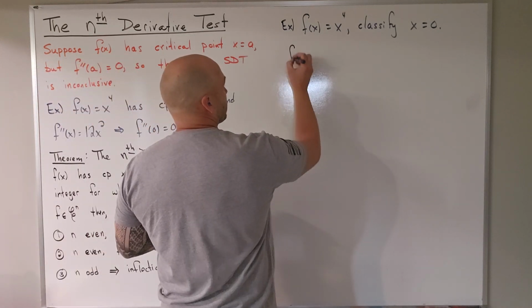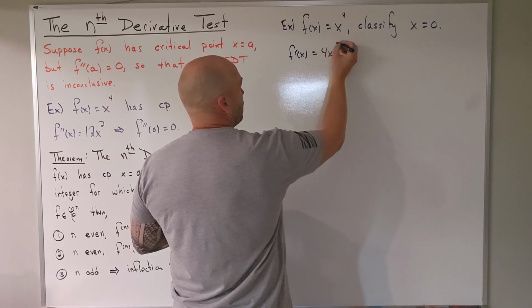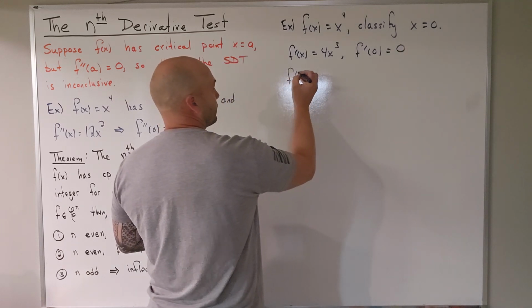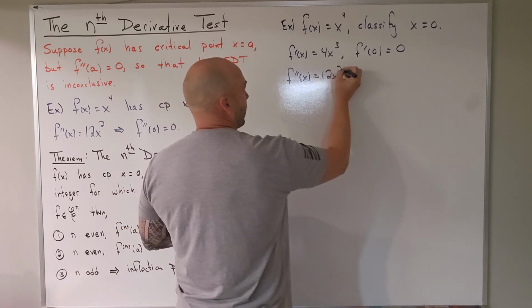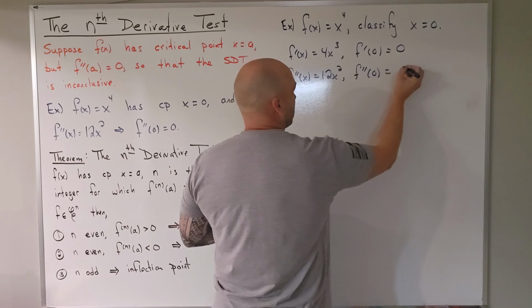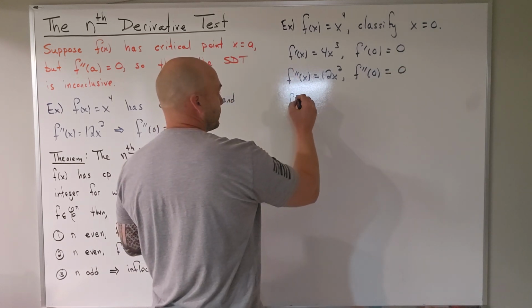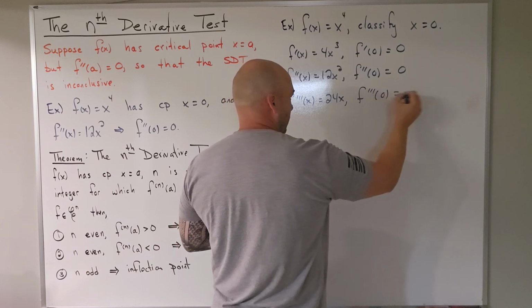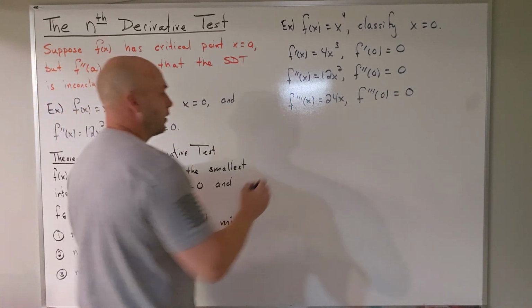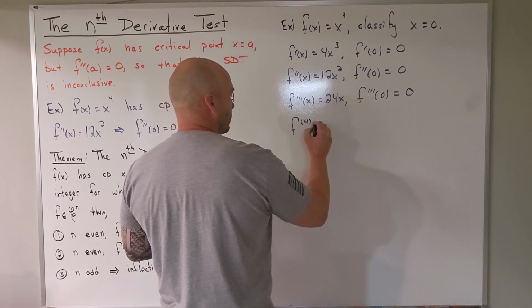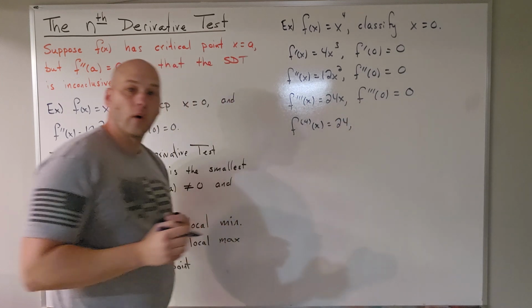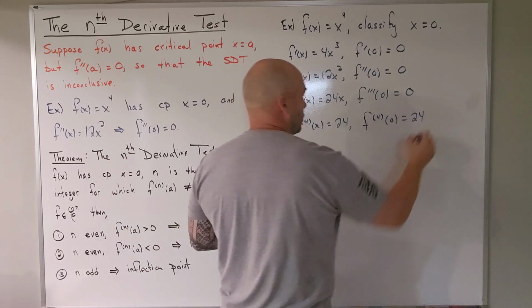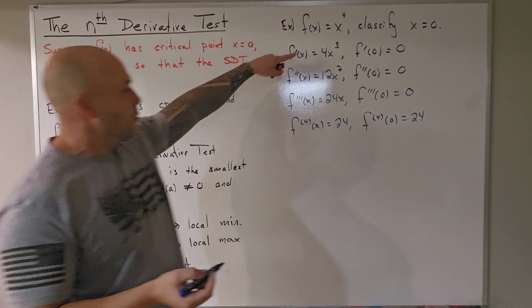Let's see what happens. First derivative, 4x cubed, and the first derivative at 0 is 0. Second derivative, 12x squared. Second derivative at 0 is 0. Third derivative, 24x. Third derivative at 0 is 0. Keep going. Fourth derivative, 24. Fourth derivative at 0 is 24.